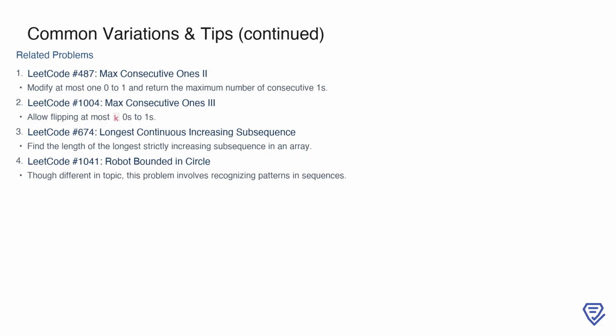Moving beyond binary arrays, LeetCode number 674 focuses on finding the longest continuous increasing subsequence in any array, which involves a similar strategy of maintaining a running count. Finally, while seemingly unrelated, LeetCode number 1041, robot bounded in circle, is another problem that emphasizes pattern recognition in sequences. These connections highlight how mastering this problem can set the stage for tackling a wide range of related challenges.